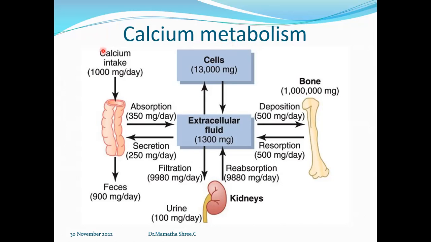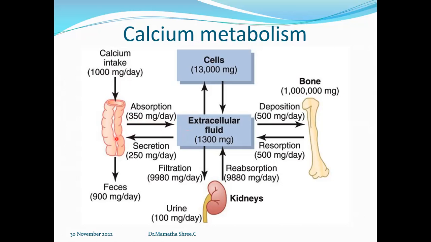The calcium intake per day is considered to be around 1000 milligrams that a normal average person takes in. It goes into the stomach and then into the intestine. In the intestine, out of 1000 milligrams per day of whatever you're taking in, 350 milligrams is absorbed per day by the intestine, which enters into the extracellular fluid, right? From this, 250 milligrams is secreted into the intestine. So out of 1000, 350 entered into the extracellular fluid, and 250 entered back into the intestine, right?